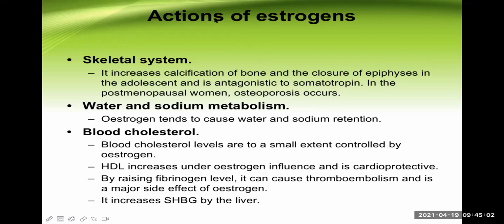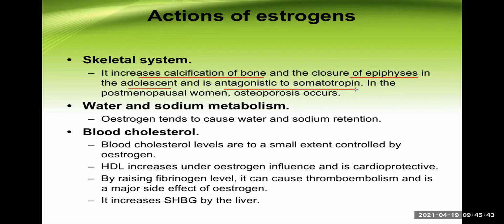Now, some other important actions of the estrogen, which have an important clinical correlation as well. What is the effect on the skeletal system? Estrogen increases calcification of the bone and closure of epiphysis in the adolescent and is antagonistic to somatotropin. Now, what is somatotropin? It is the growth hormone released by the pituitary gland. It is actually growth hormone itself.